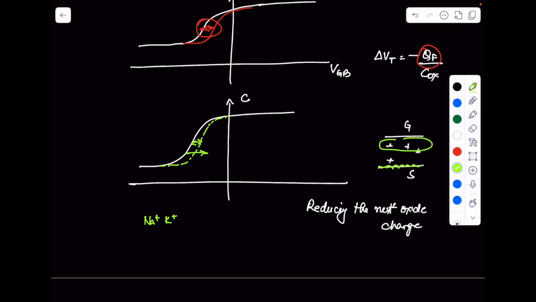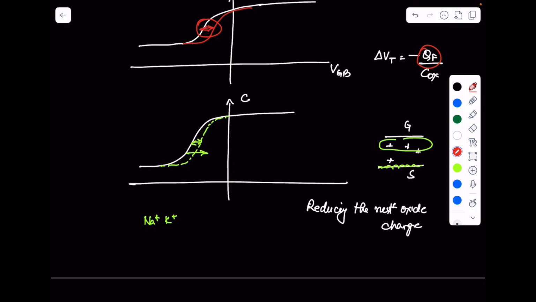The amount it moves depends on how much of the charge is eliminated. The next question asks what happens if the metal gate is changed from aluminum to copper, which has a higher work function. So remember, this is a PMOS, right?